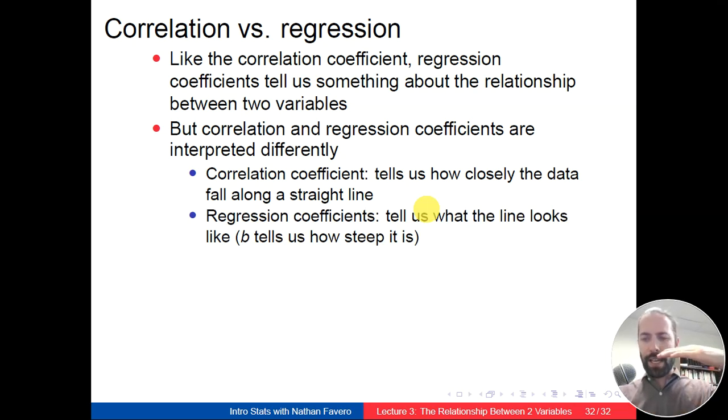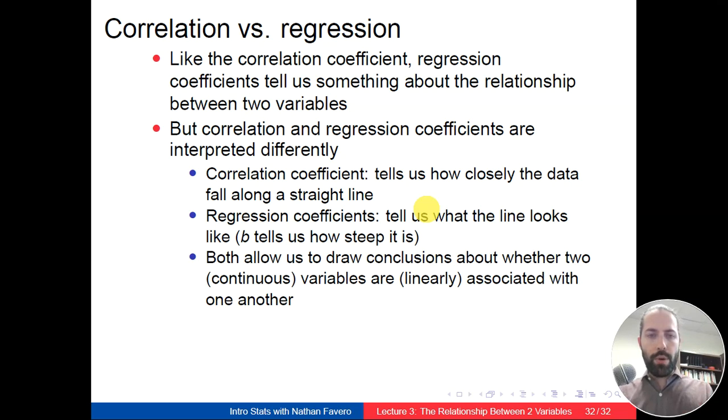Is it super steep? Is it close to a flat line? How steep is that line? Regression can tell us that. A correlation coefficient can't. Both a correlation coefficient and a regression coefficient are going to allow us to draw conclusions about whether two variables are associated with one another.